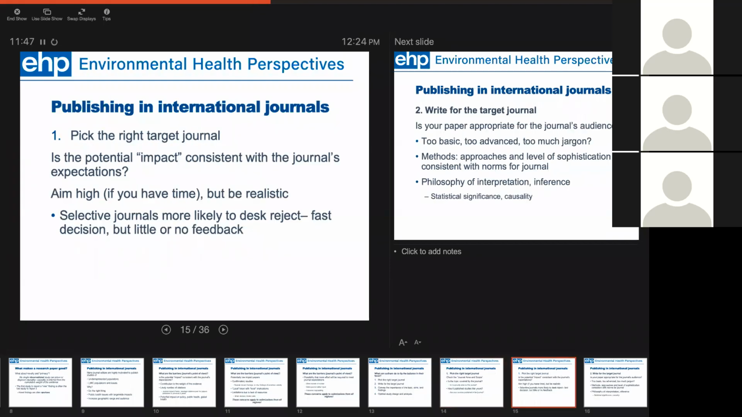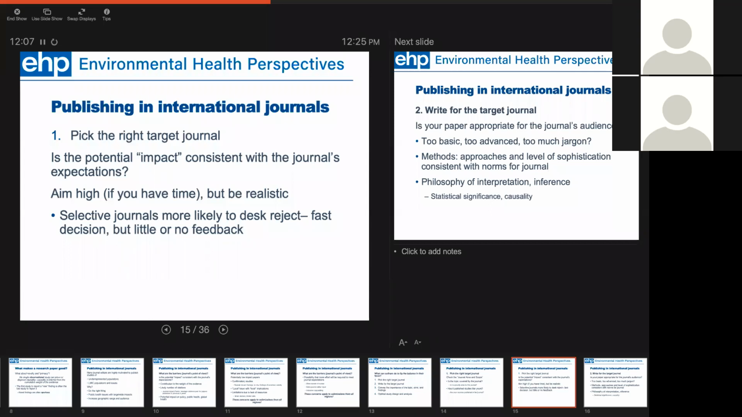And thinking about, again, is the potential impact consistent with the journal's expectations? Now you should aim high. So, you know, write the best paper, do the best study you can, and aim for a high journal. Don't automatically go to a journal that you're certain that you can get published in. At the same time, you should be realistic because you will lose time.